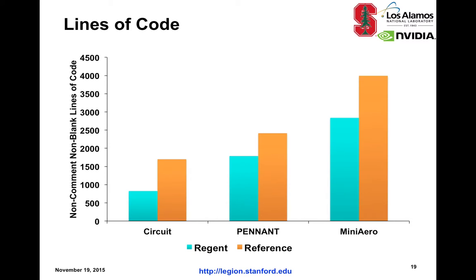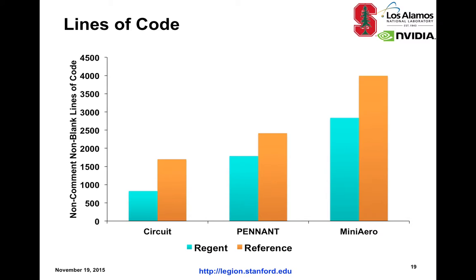For the lines of code analysis, we found that the Regent programs were about 25 to 30% shorter than each of the reference codes. What's particularly striking here is that the Regent code for Circuit was about 50% shorter than the reference Legion code. Recall that Circuit was the original Legion reference code. But what's interesting about Circuit is that it also employed manually handwritten SSE vector instructions in order to achieve optimal performance.